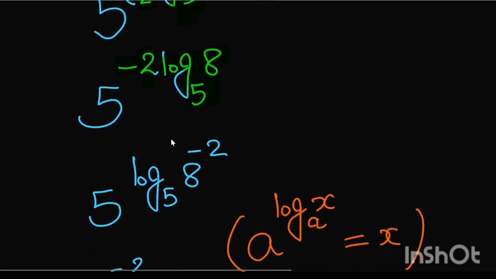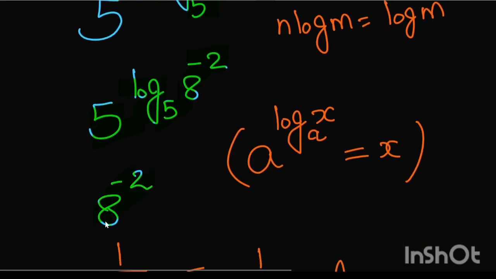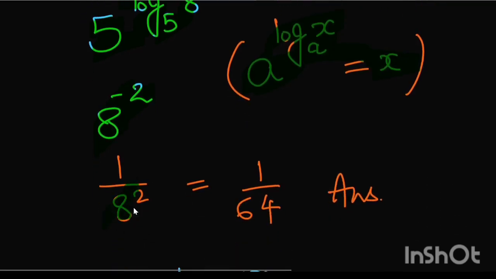Now minus 2 will go in the power of 8. Why? We will use n log m is equal to log m to the power n property. So that's why now 5 to the power log 8 square base 5, we can directly write as 8 to the power minus 2, using this result, a to the power log x base a is equal to x. So 8 to the power minus 2 is 1 by 64, which is the answer.